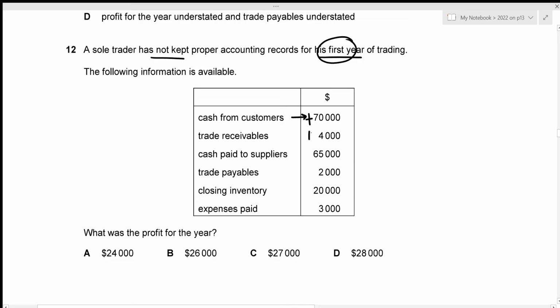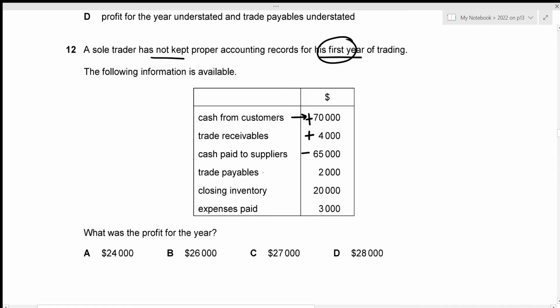So that's a plus. Then we have cash paid to suppliers. So these are the payments made to suppliers for the goods that we purchased, which is an expense. So this should be deducted when trying to figure out our profit. Then we have trade payables. Again, trade payables is the amount that arises after making a credit purchase.